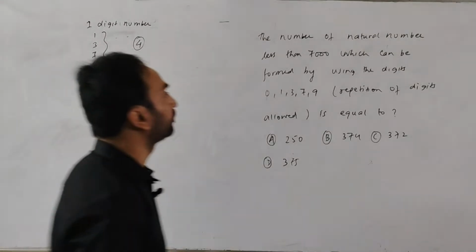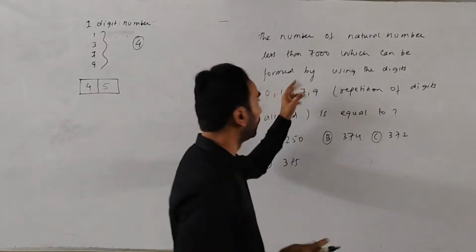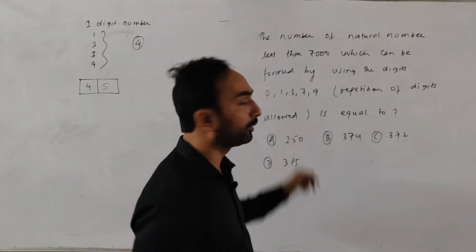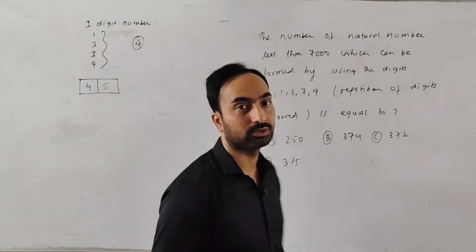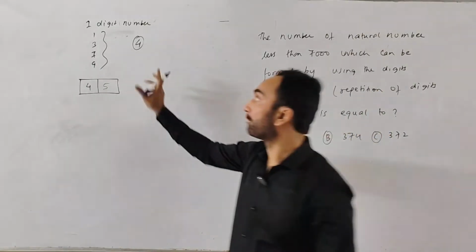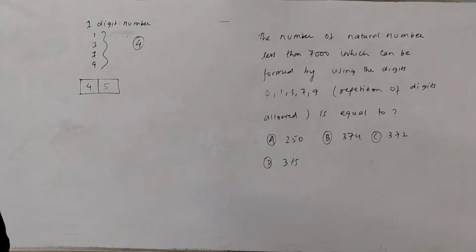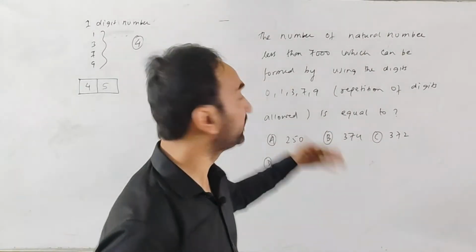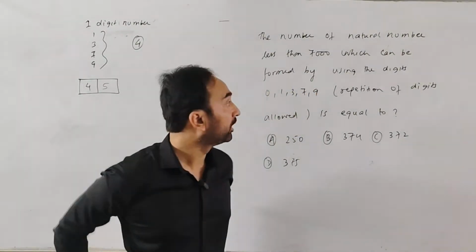Okay, so the first question was: the number of natural numbers less than 7,000 which can be formed using the digits 0, 1, 3, 7, 9, where repetition of the digits is allowed, is equal to? So how many numbers can we form? Since 7,000 is a 4-digit number, we'll go with 1-digit, 2-digit, 3-digit, and 4-digit numbers.